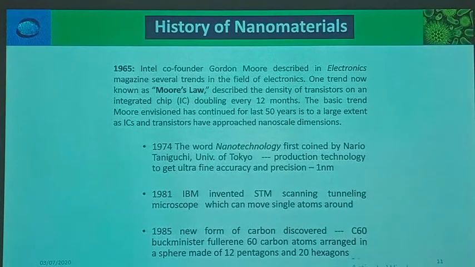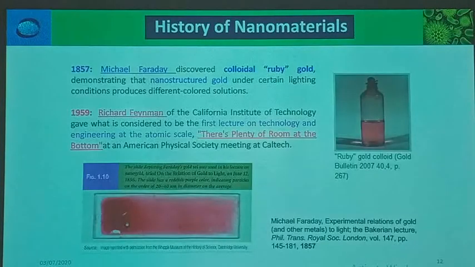In 1985, a new form of carbon was discovered, C60, which is a full ring: C60 carbon atoms arranged in a sphere made up of 12 pentagons and 20 hexagons. This structure was discovered in 1985. Before that, in 1857, Michael Faraday discovered colloidal ruby gold, demonstrating that nanostructured gold under certain lighting conditions produces a different color solution, long years back.